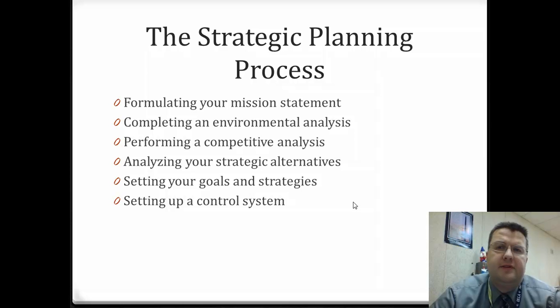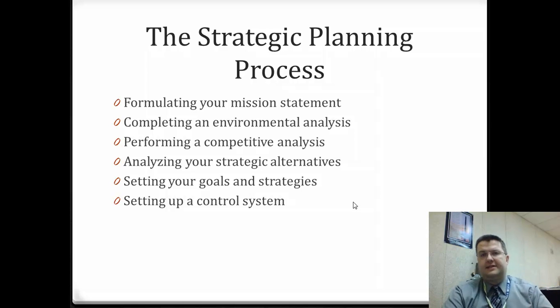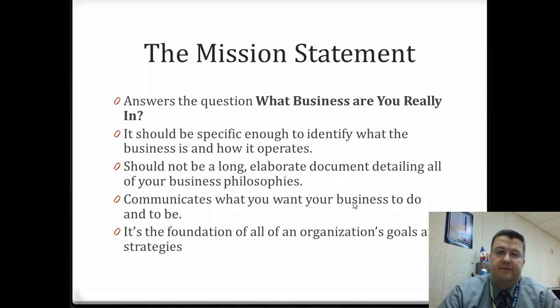First part of the strategic planning process is make sure that your organization has a mission. And so creating or formulating a mission statement. Next is completing an environmental analysis. Then performing a competitive analysis. Fourth, we're going to be analyzing your strategic alternatives. Fifth, you're going to be setting your goals and standards. And then the last step, the 6th step, is when you start looking at setting up your control systems. How are you going to evaluate it? But we're going to look at each of these areas and content areas individually.